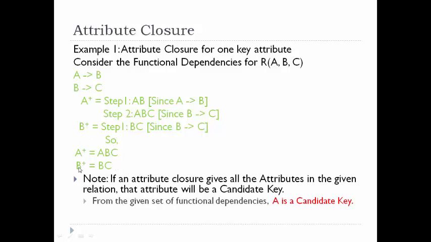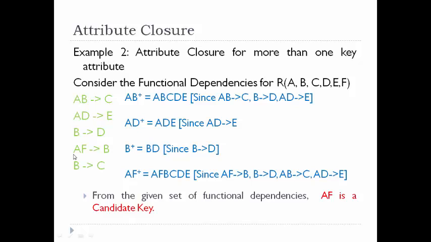Now finding the candidate key for these dependencies is based on these closures. If a closure gives all the attributes specified in the schema, then we can say this attribute is a candidate key. So we determine that A is a candidate key. A closure has arrived with ABC, and B closure does not have A. So A is a candidate key.